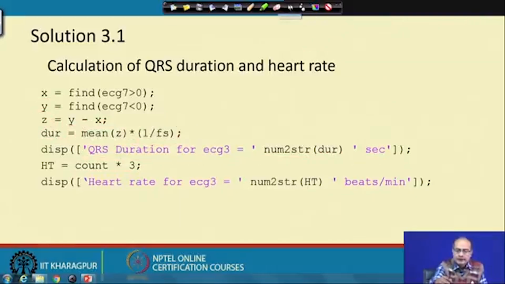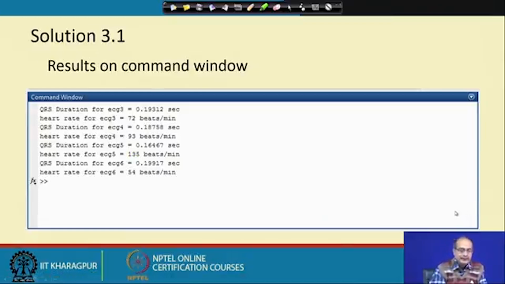So, here we get the corresponding values in the command window. The first one, for ECG 3, is 0.193. The corresponding heart rate is 72, which is absolutely normal.